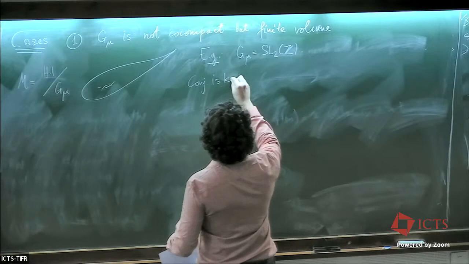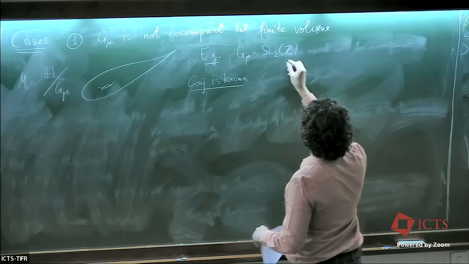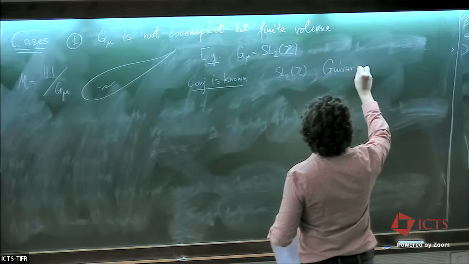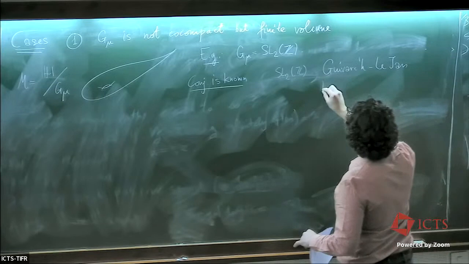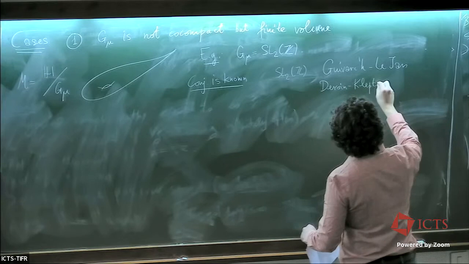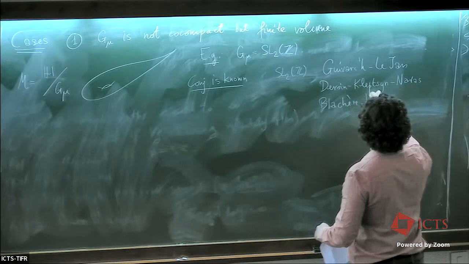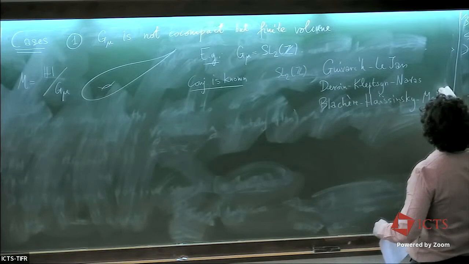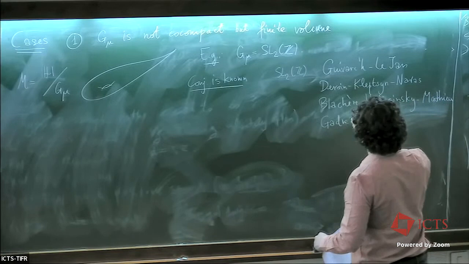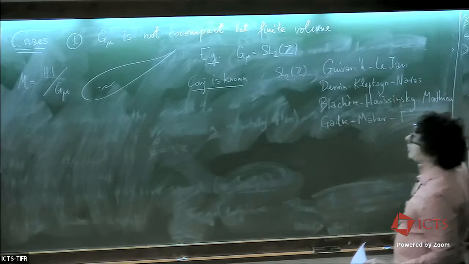There are different possible approaches. Starting with SL(2, Z), the original approach was by Guivarc'h and Le Jan, and then different teams gave different proofs, which generalize in various ways. For instance, Deroin, Kleptsyn, Navas, and also Blachère, Haïssinsky, Mathieu. And most recently, myself with Gadre and Maher, whose proof generalizes to the action of the mapping class group on Teichmüller space. Anyways, this kind of conjecture is known.